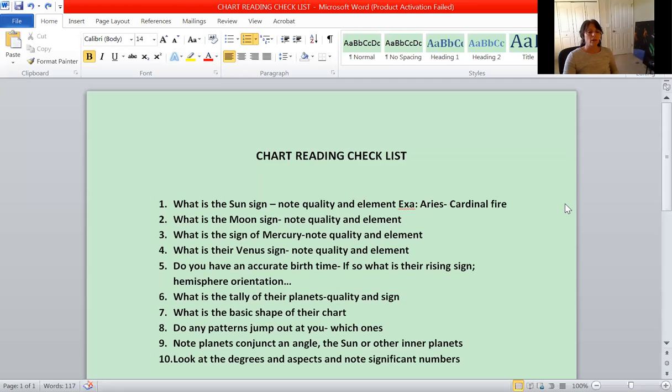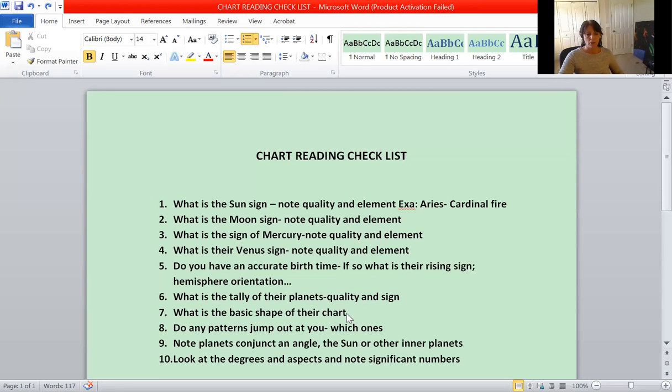So just a quick way: look at the sun sign and note what it is, its sign and quality. The moon sign, its quality and element. Mercury, because then now we got your sun, your basic nature, your emotions, the way you think. Venus is where your interests are. Then if we got an accurate birth time, we'll note your mask to the world, which is your rising sign. If not, just skip that. If you don't know the rising sign, then you can't really do a tally of the planets left and right, so you can skip that because you won't know how that is.